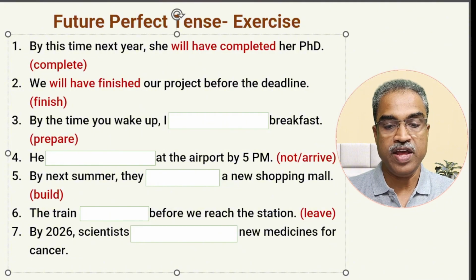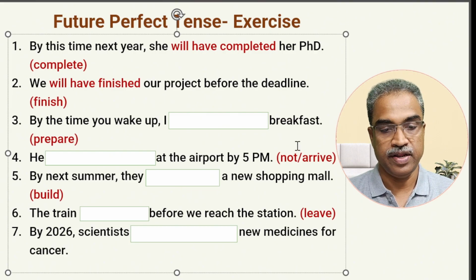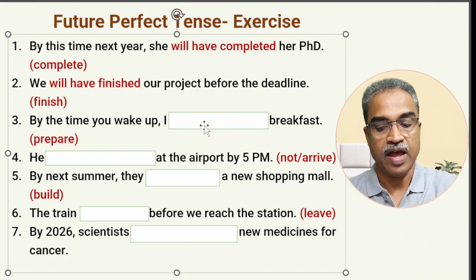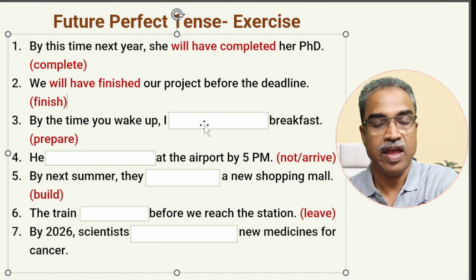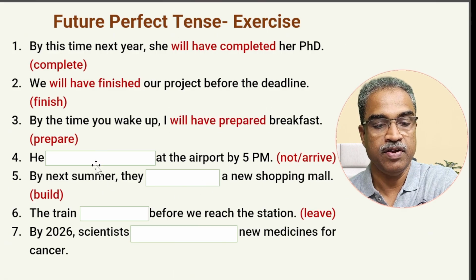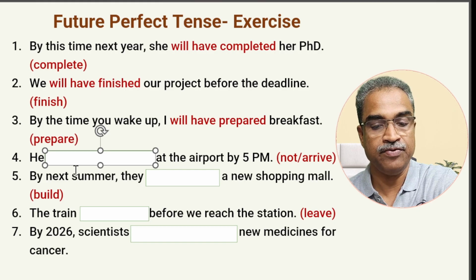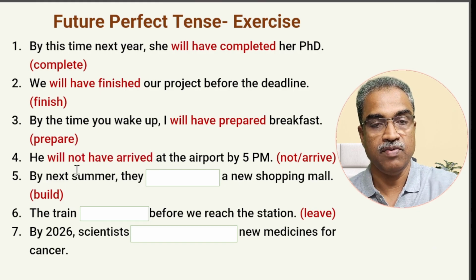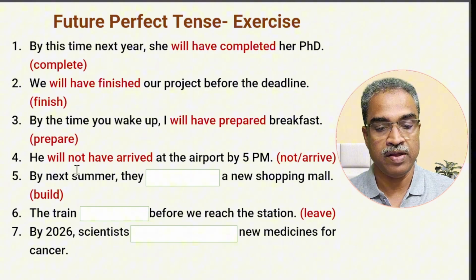Third one, by the time you wake up, I dash breakfast prepared. By the time you wake up, I will have, the verb is prepare. V3 form, prepared. I will have prepared. Fourth one, he dash at the airport by 5 p.m. Not arrive. It's a negative word. Arrive, arrived, arrived. So he will not. Not comes immediately after will. So he will not have arrived. He will not have arrived at the airport by 5 p.m.